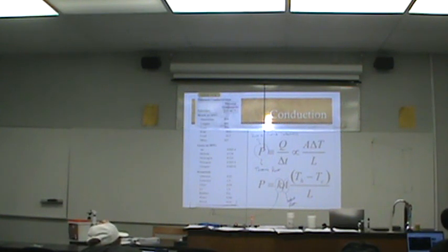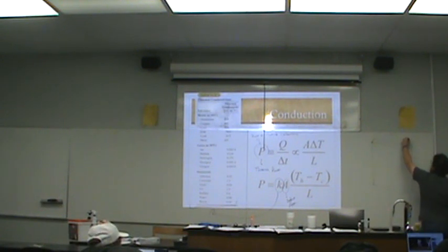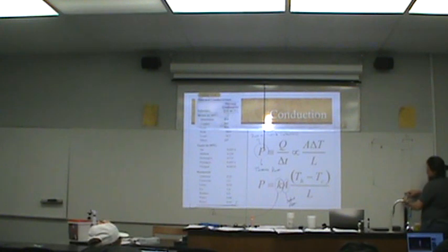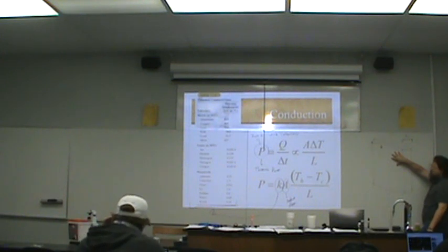This wall is made out of some kind of material. It has some known depth, thickness. That is the length that the heat has to travel through to get to the other side. It also has some surface area. And if you were to take the width and the height of this wall and multiply them, that would tell you the area of the wall's surface.